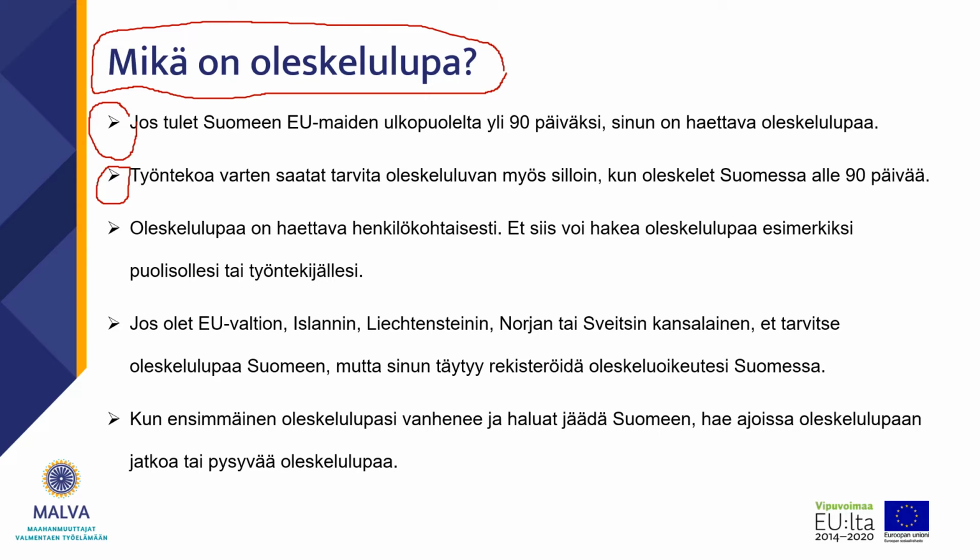You must apply for a residence permit in person, which means that everyone has to apply for their own residence permit. So if you are a citizen of an EU country, Iceland, Norway or Switzerland, you do not need to apply for a residence permit, but you have to register yourself in Finland. And last but not least, when your first residence permit expires and you want to stay in Finland, you have to apply for an extension.